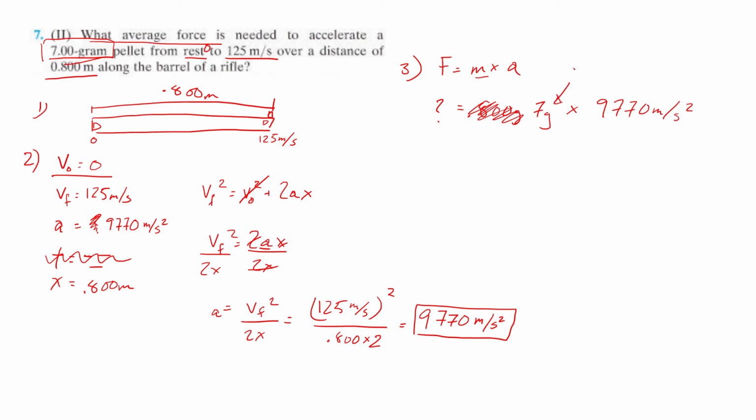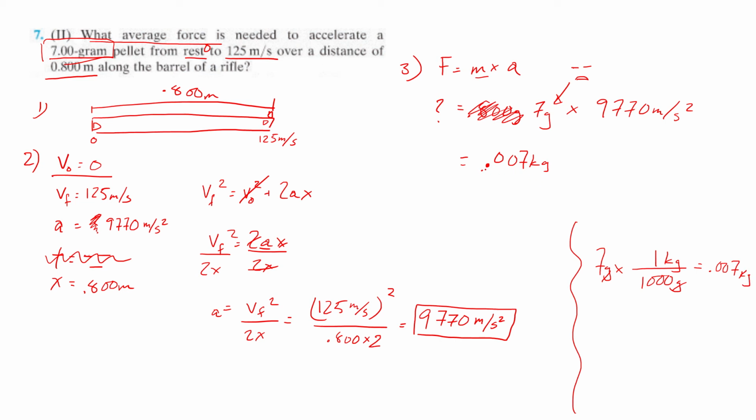Grams kind of sucks. We need to turn this into kilograms. That's just what newtons are. So we're going to say 0.007 kilograms. If that was too fast for you, to convert grams to kilograms, 7 grams times 1 kilogram over 1,000 grams, good old dimensional analysis. Grams cancel out. It's just 7 divided by 1,000. I got 0.007 kilograms.